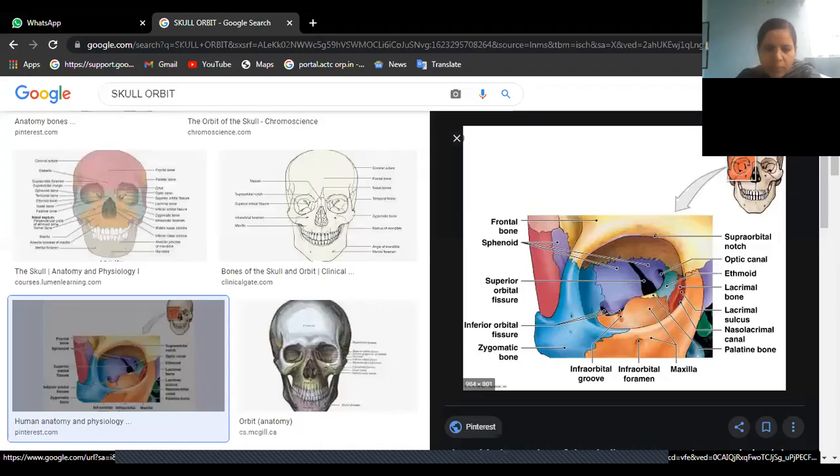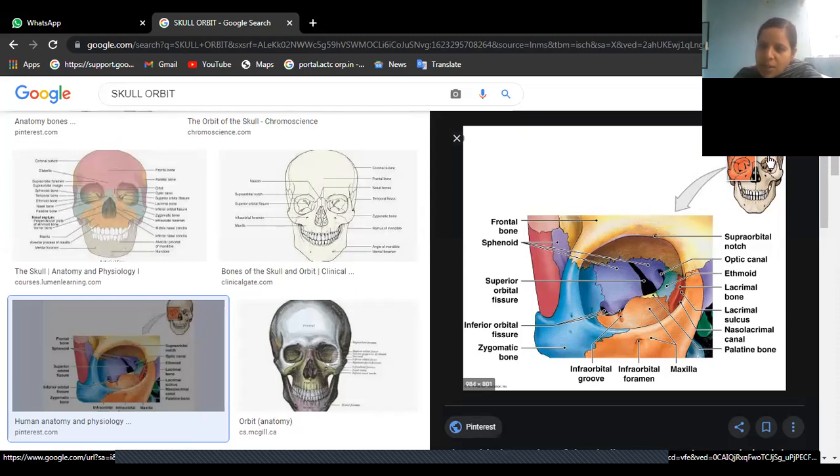The skull bone. Yes, ma'am, Niharika. Okay. See here, the extraocular muscles are the muscles which control our eyeball. So we have superior rectus, inferior rectus, medial rectus, lateral rectus, superior oblique, inferior oblique. All these muscles are actually coming from the various bones which are present in the orbit.